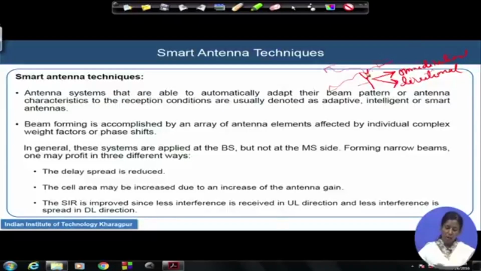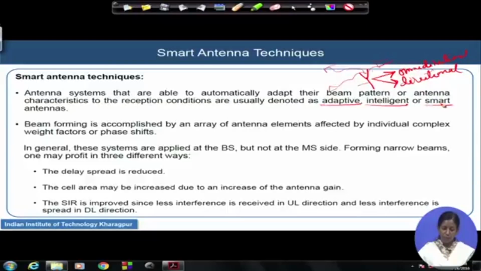So, the antennas of such capability, which adaptively change their beam patterns and antenna characteristics to facilitate reception and improve the signal to interference ratio, we call adaptive antennas. Sometimes they are also called intelligent antennas or smart antennas.